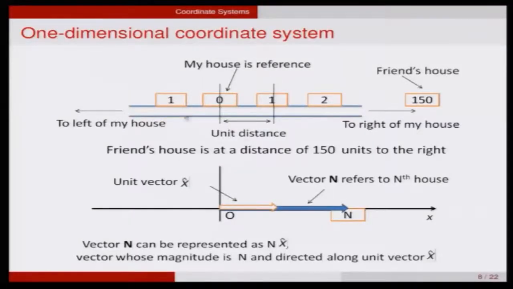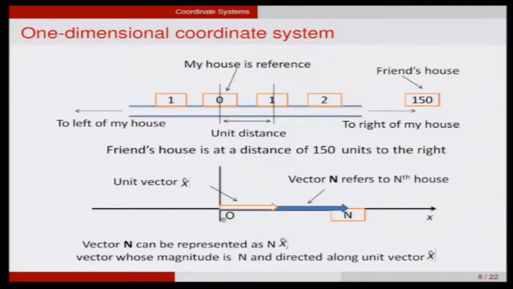Now, this is a coordinate system. Along to the right there is the x axis. I have also obtained the units in which I am going to measure. Now, how do I define a vector? Consider the nth house. Okay. I can specify the nth house by giving its distance from the origin, being my house which I am taking as the origin or the reference. I can give the position of this nth house as n units away from 0.